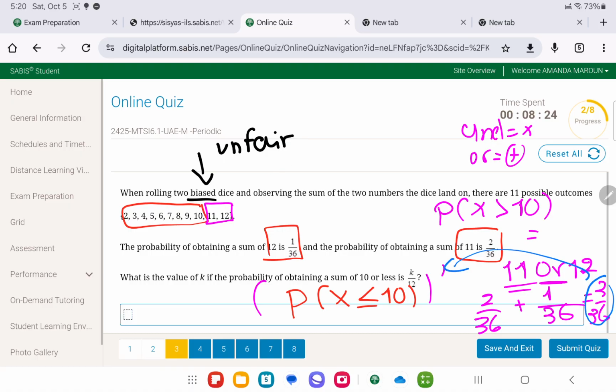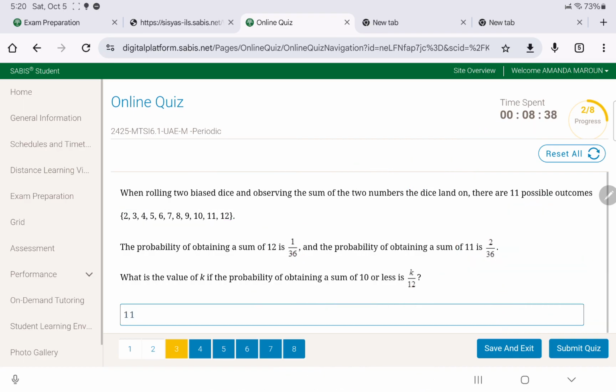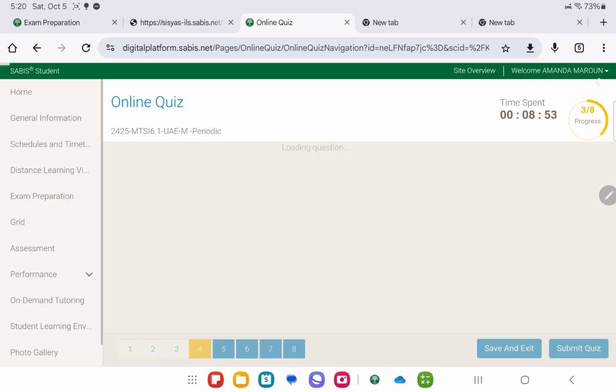And we're going to do 1 minus the value we got. So 1 minus 3 out of 36, and then we will get 33 out of 36. If we simplify it, it is 11 over 12. So the value of k is the probability of obtaining a sum of 10 or less, which is 11 over 12, so k is definitely 11.